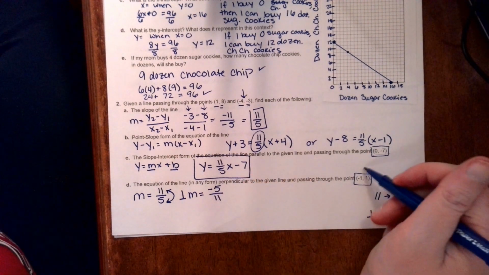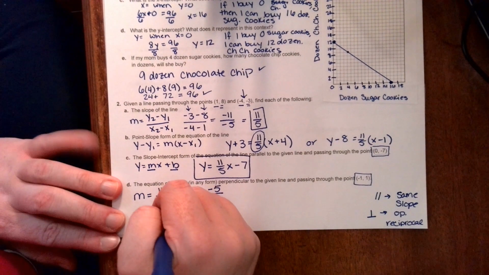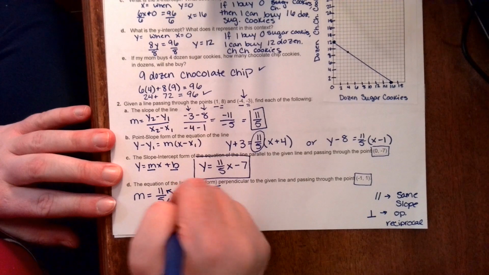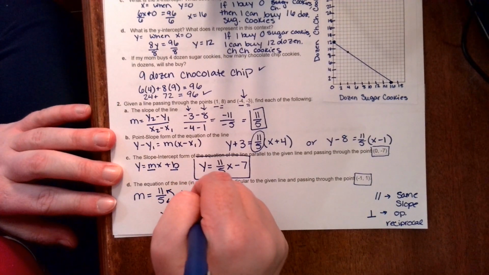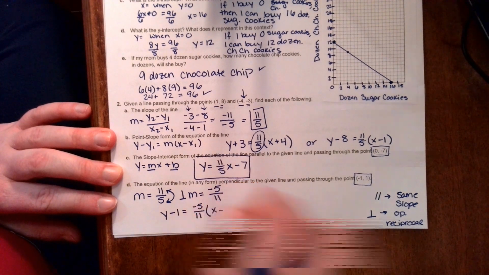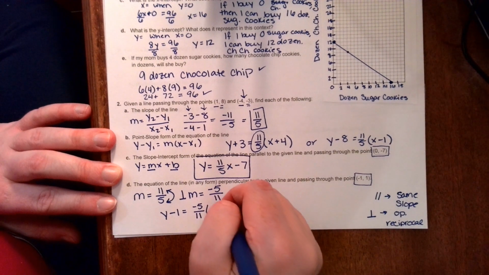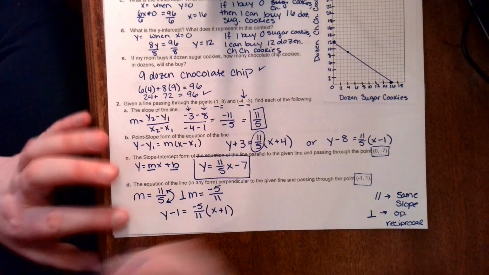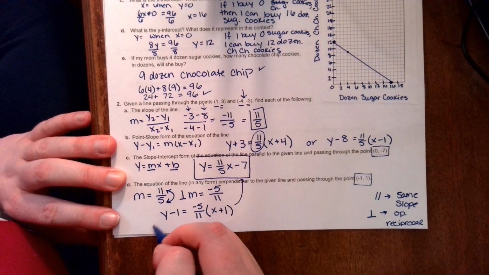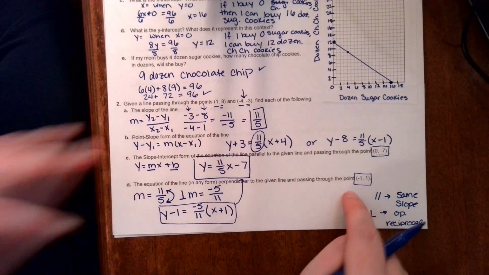So, and then I have a point. Well, I have a slope and I have a point, so let's use point-slope form. So we'll do y minus, my y-coordinate is 1, equals -5/11 times x minus -1. Well, minus negative is positive. So this is a line that is perpendicular to this. And it's in point-slope form, and it goes through the given point.